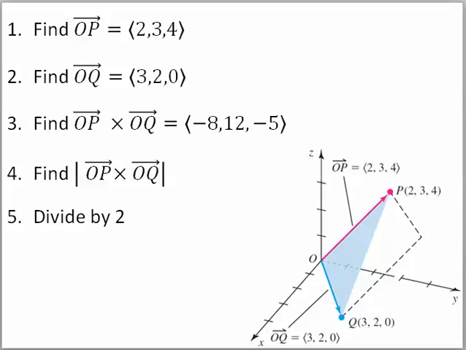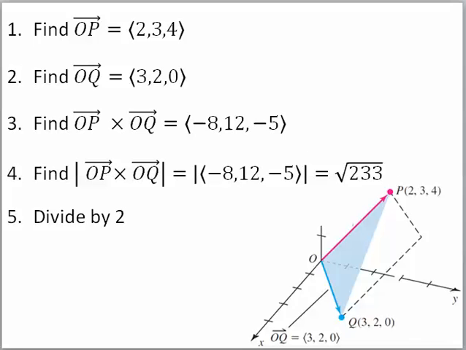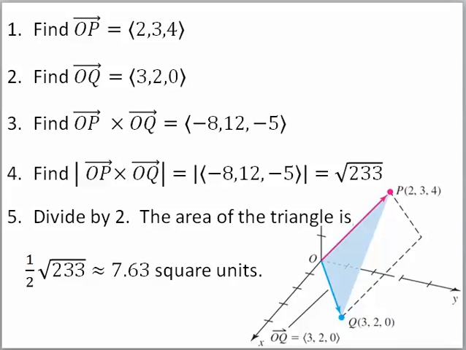Next, we need to find the magnitude of this vector. The square root of 8 squared plus 12 squared plus 5 squared is equal to the square root of 233. Take that result and divide it by 2. The area of the triangle is about 7.63 square units.